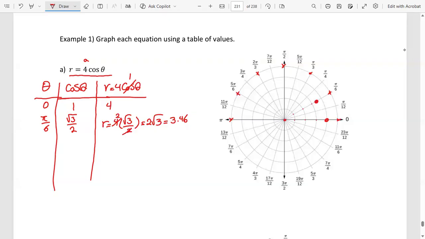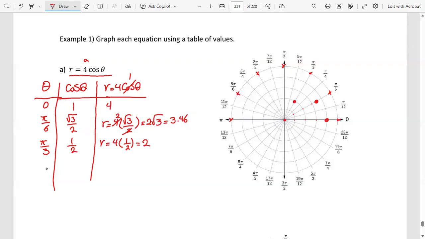That's my next point. If I replace theta by pi over 3, I know that the cosine of pi over 3 is 1/2, and r, which is 4 times cosine, is 4 times 1/2, which is 4 over 2, which is 2. So for pi over 3, r is 2. 1, 2. So we have a point on the second circle.